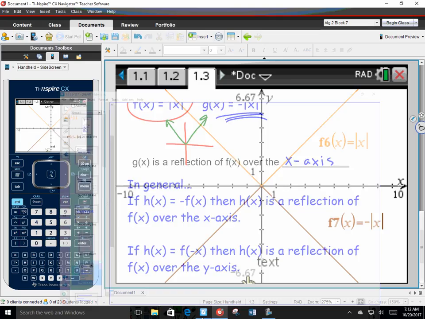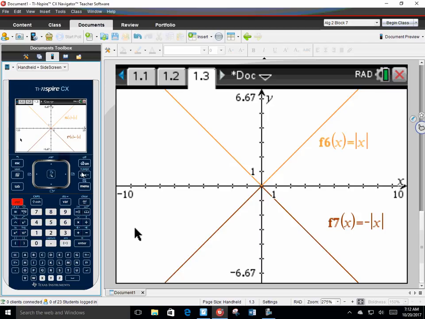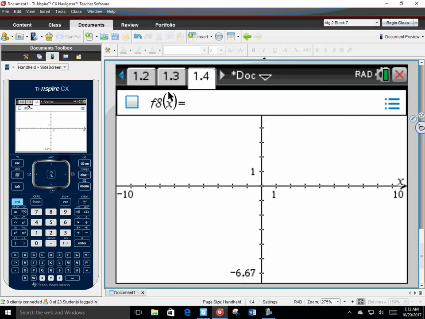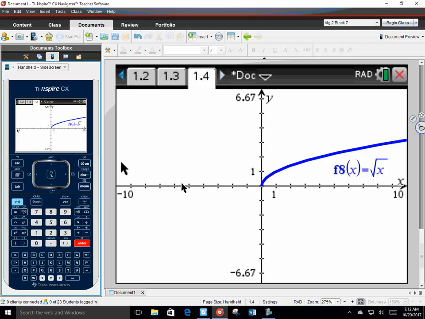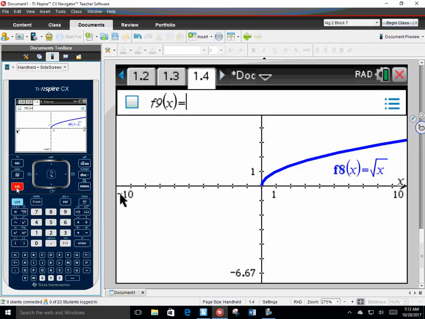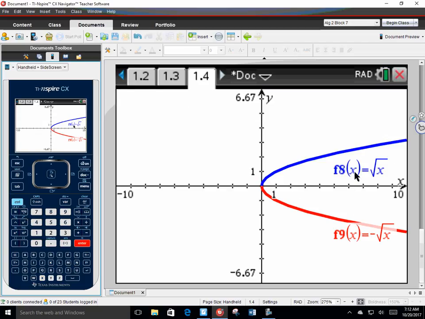So let's experiment with that. Let's add a new page to our document. New graphs page. This time I would like to try the square root graph. So let's do square root of x. There's our parent function for square root of x. And let's experiment with the negative in front first, because we saw that that was going to reflect over one of the axes. Let's see. So if I do tab and I do a negative in front of the square root of x, there's that reflection over the x-axis.